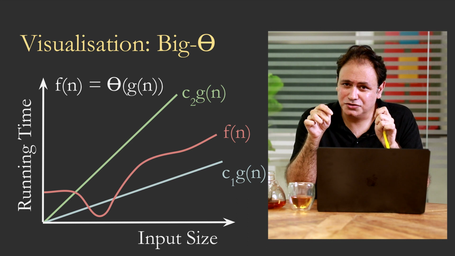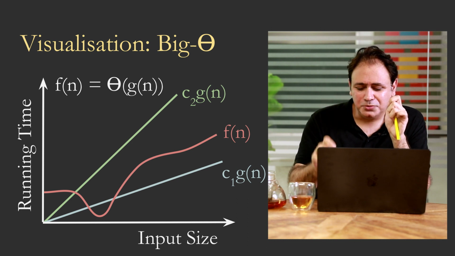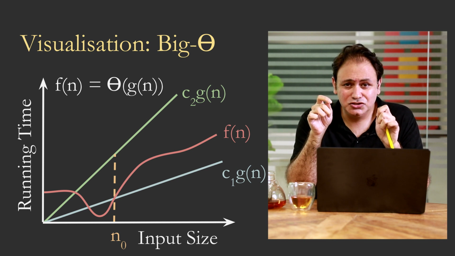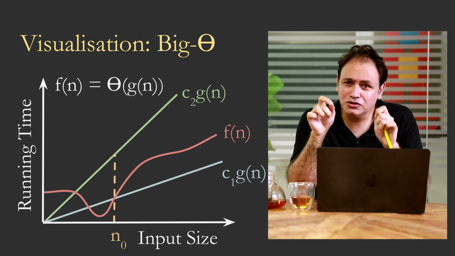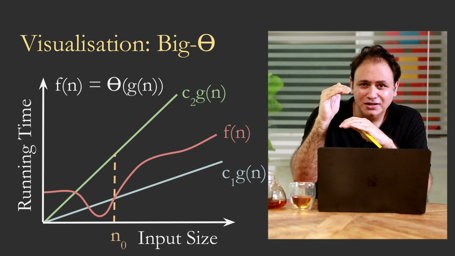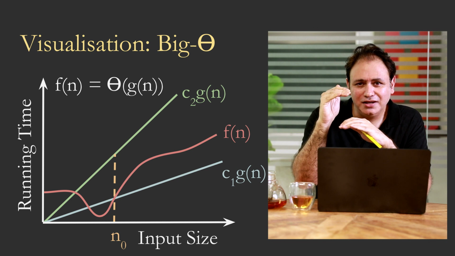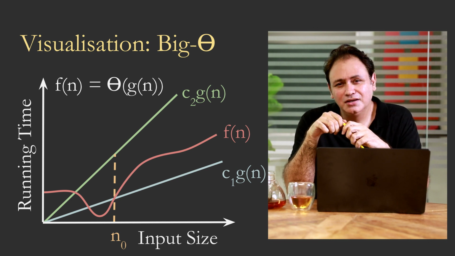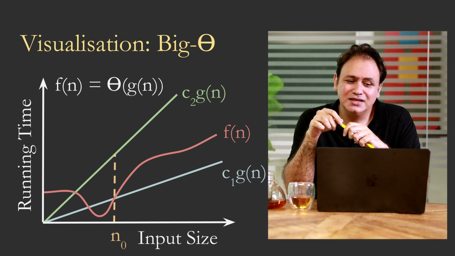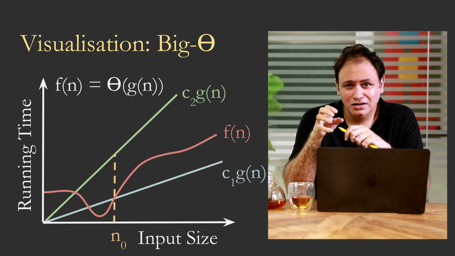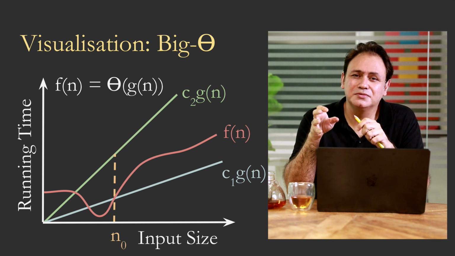c2 is a constant. So now what we have is an n naught such that for all n greater than or equal to n naught, f of n is sitting sandwiched between c1 times g of n and c2 times g of n. And if that is the case, then we say that f of n is big theta of g of n.